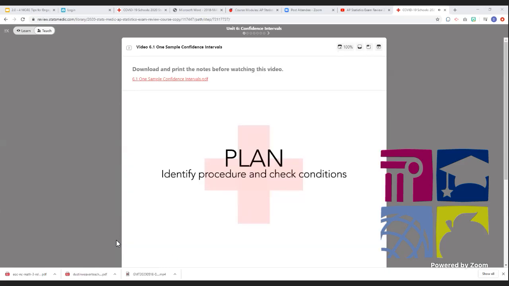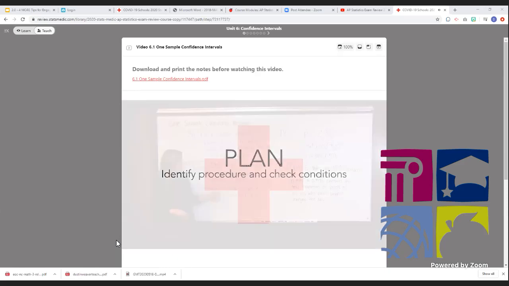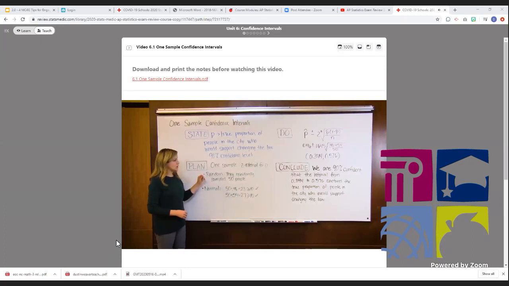Now we'll move on to the plan portion. So because we're dealing with proportions, now we are doing a one-sample z-interval for p. I'm going to check my conditions. I've got random again, also satisfied because they've randomly sampled. Now the normal condition here is different from that of means. We're actually checking large counts.